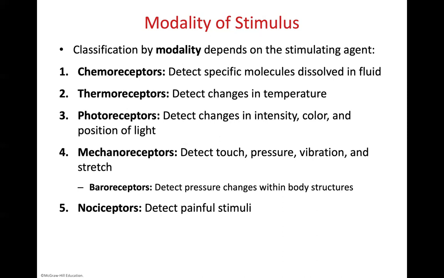Baroreceptors are a type of mechanoreceptors that detect pressure changes within body structures. So they might detect blood pressure, for instance, and this is by detecting changes in the shape of the plasma membrane of a cell. The last type is the nociceptor. Nociceptors detect painful stimuli. So they detect cell damage. And these are pain receptors that are located throughout the body. It's good to be able to detect pain because it's a way to detect cell damage and to avoid further damage.